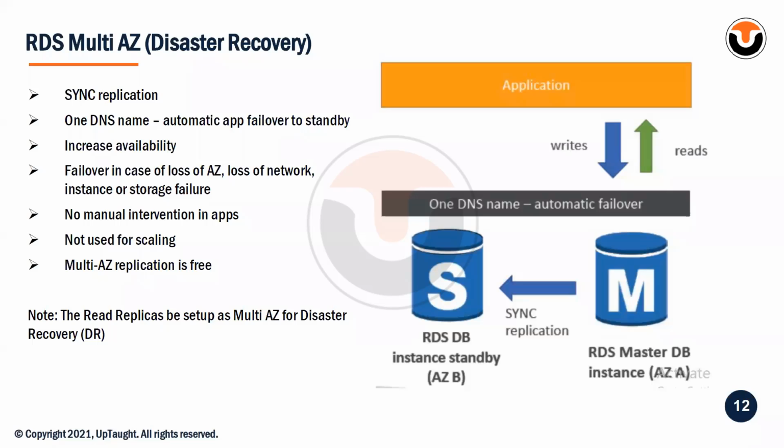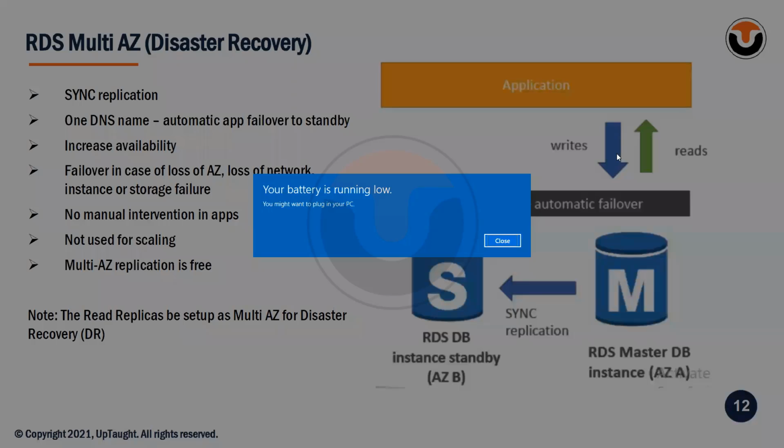So you get a single DNS name, and in case the application fails, there is automatic failover to the standby, and you don't have to change anything. It will work as it is. The only thing is, in the backend, you can see the database actually switched between your primary and standby when you are doing this.